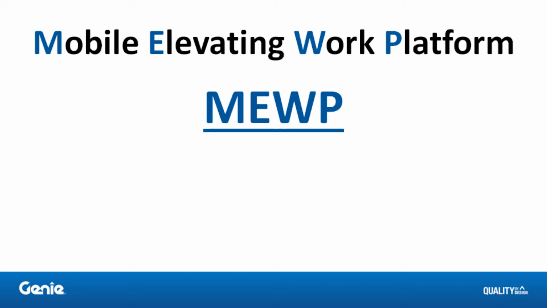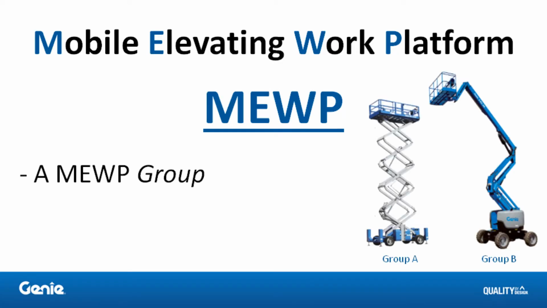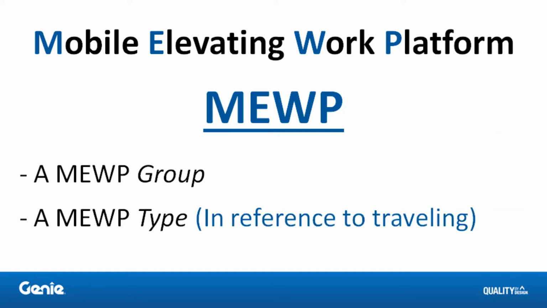MEWP is an acronym for Mobile Elevating Work Platforms. MEWP classifications are made up of a combination of 2 key distinguishing descriptions: a MEWP group, which is determined by where the platform location is in reference to the tipping line, and a MEWP type, which is in reference to traveling. There are 2 groups of MEWPs, Group A and Group B.